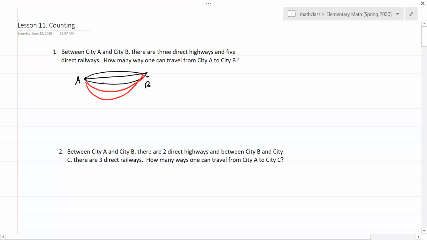1, 2, 3, 4, 5. So we just add them together, right? How many ways can one travel from city A to B? Just choose one of them. So it would be 3 plus 5, which is 8. 8 ways. That's the easy part. Just add them together.